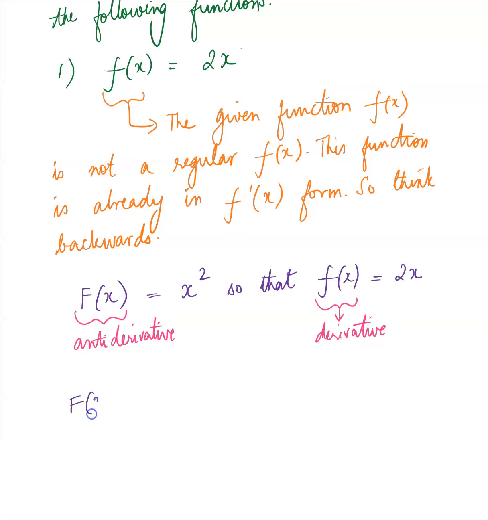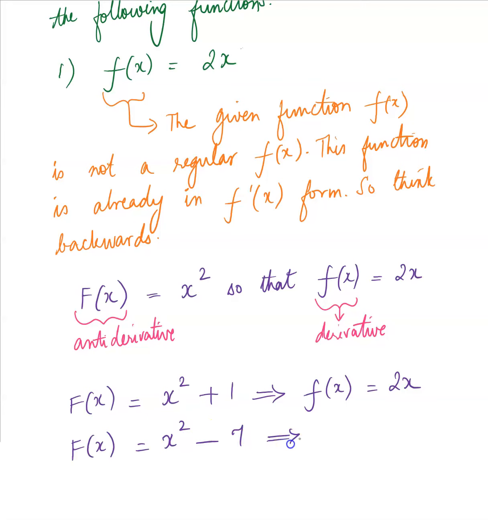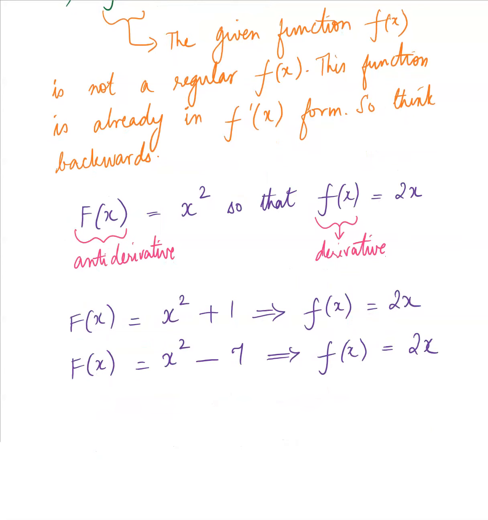But wait, what if my F of x was x squared, say, plus 1? This means its derivative, which is f of x in this case, would also be 2x, isn't it? So what if my F of x was x squared minus 7? That also will come back as 2x. So what I notice is it's not just x squared, but it's x squared plus any constant, and when I say constant, it could be positive, negative, fraction, decimals, irrational numbers, anything.